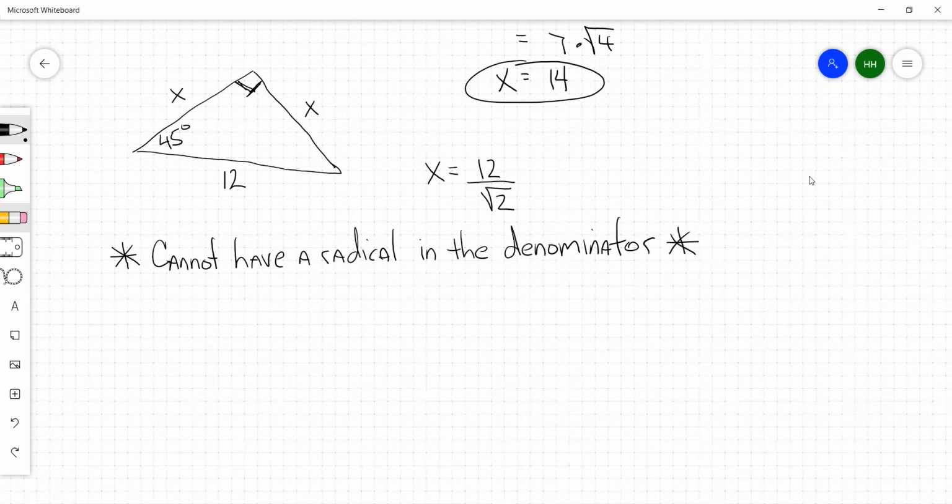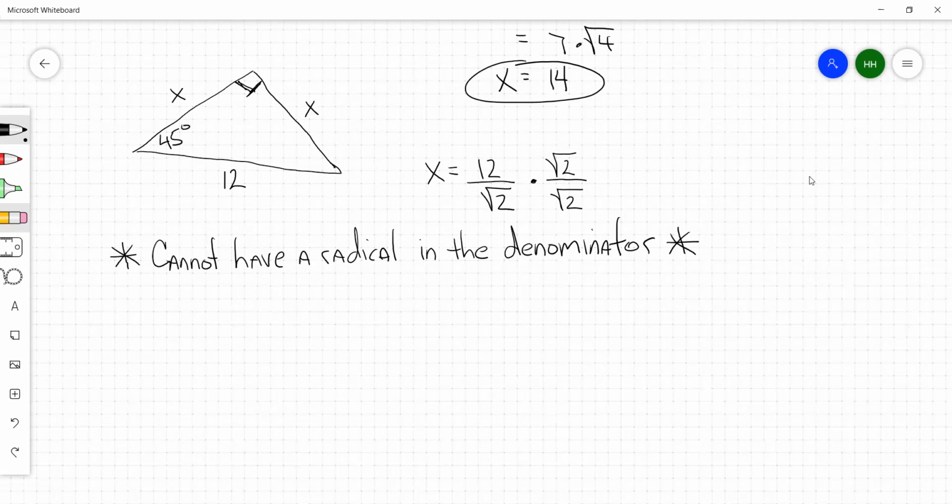So, when you have a value and you do have a radical in the denominator, the technique that you use is you multiply both the numerator and the denominator by whatever is in the denominator, okay? You multiply the numerator and the denominator by whatever the radical is in the denominator. And what it does is it eliminates the radical in the denominator.